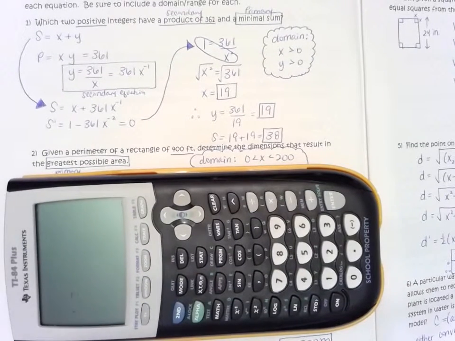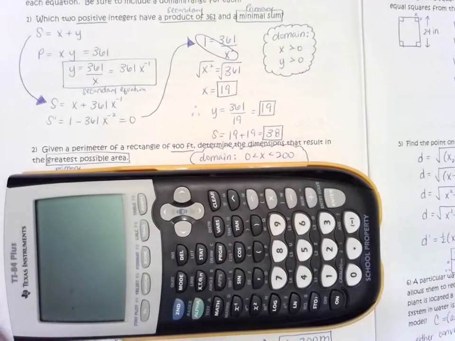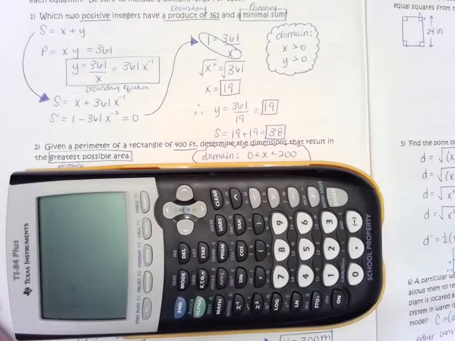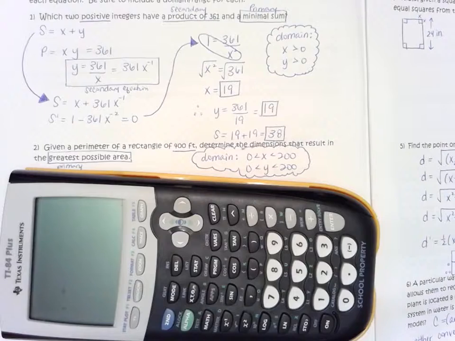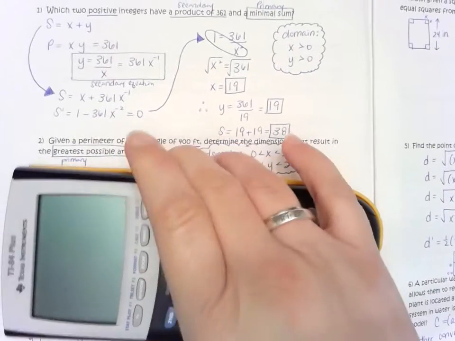You have 400 feet of fencing. Now I want you to imagine that with your domain right away. I have 400 feet of fencing. I'm still going to have two variables. I've got a vertical component and a horizontal component when I draw the picture. And I drew the picture over here.